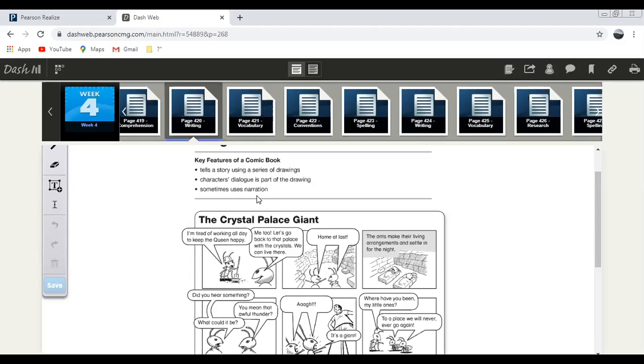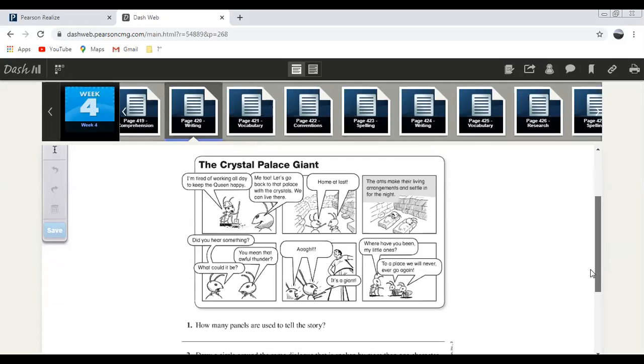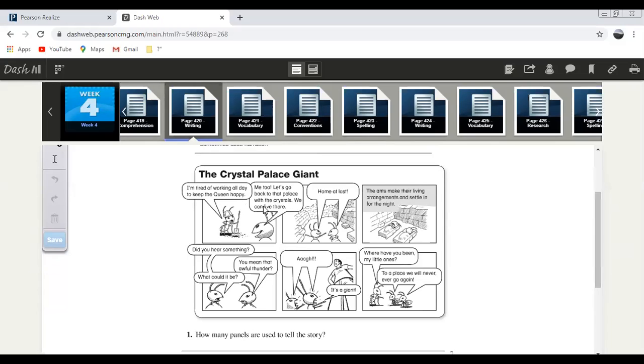Sometimes we use this narration. Let's see this. The Crystal Palace Giant. Here we have two ants. Each one has a dialogue. Okay? "I am tired of working all day to keep the queen happy." The other ant is saying, see, from the arrow you could know who is talking. "Me too. Let's go back to that palace with the crystals. We can live there." Then they arrived here. Can you see the crystals?